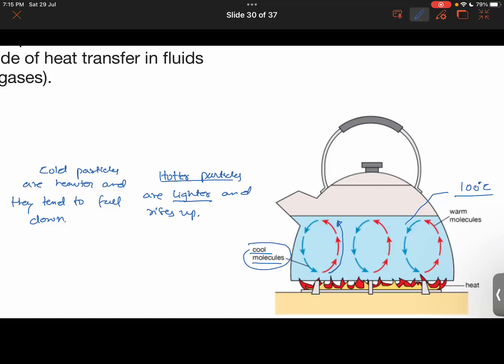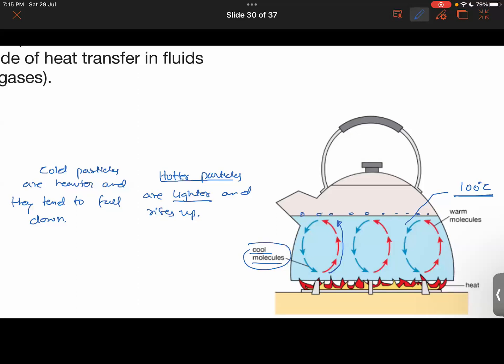When they reach their maximum temperature holding capacity, that is 100 degrees Celsius, the state is changed from liquid to gaseous state. That's why they start to evaporate here and vibrate.